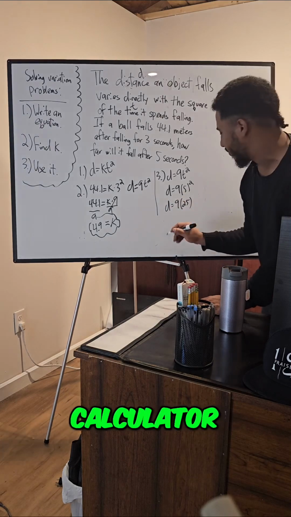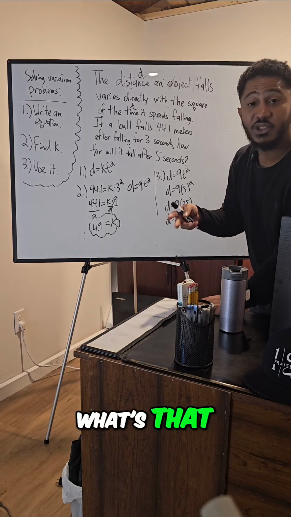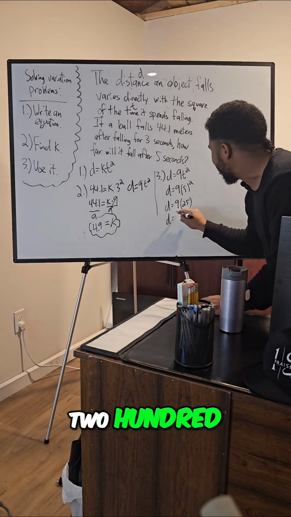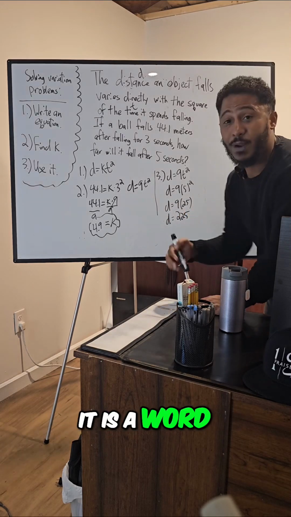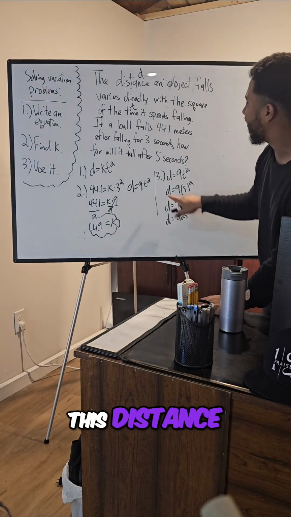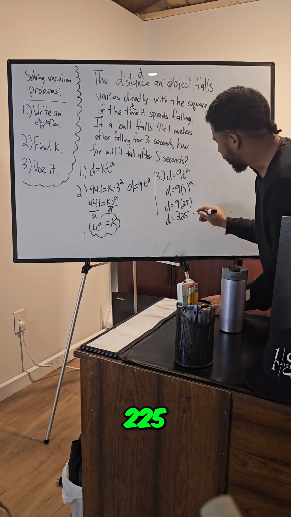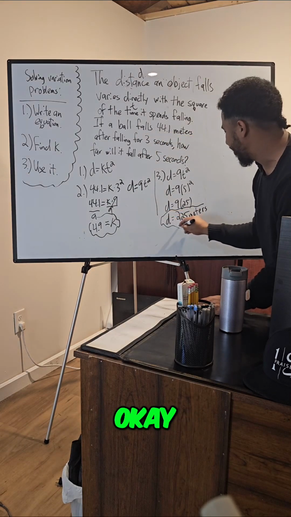And we can do this without a calculator. D equals, oh, that's a quarter. 4.9 quarters, what's that? $122.50. So 122.5. Now it is a word problem, so we should use units. And so this distance here is the same units we had earlier. We said 44.1 meters, 122.5 meters. Okay. And there's our distance.